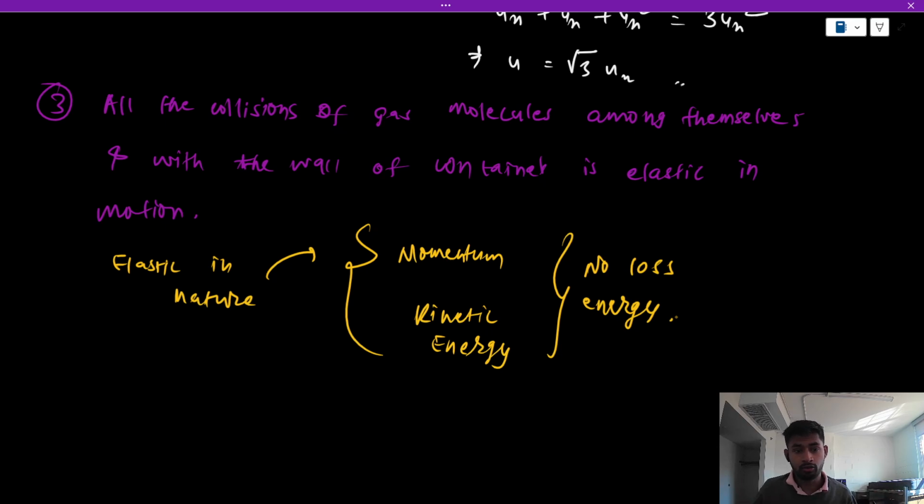Why this is important is because when we assume the collisions are elastic in nature, we are assuming that there's no friction between these bodies, and when we strip away the friction component, we can reduce the number of dependencies for these gases.